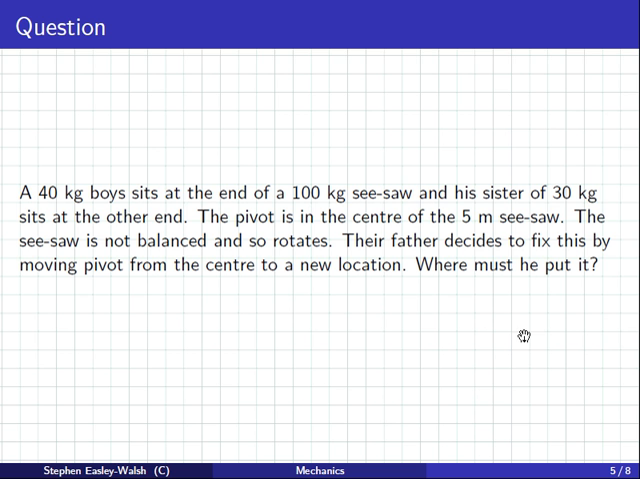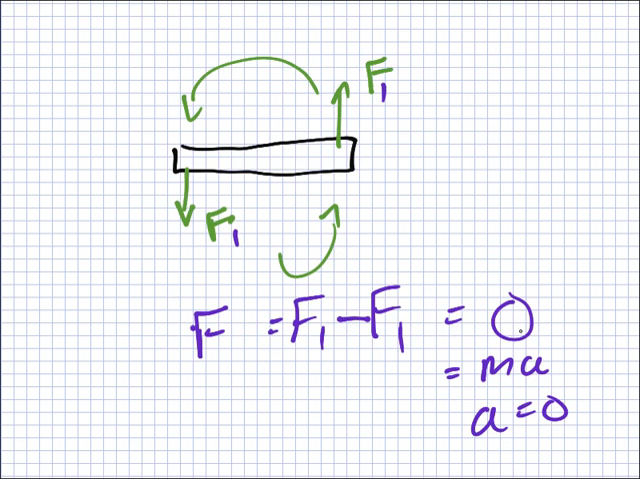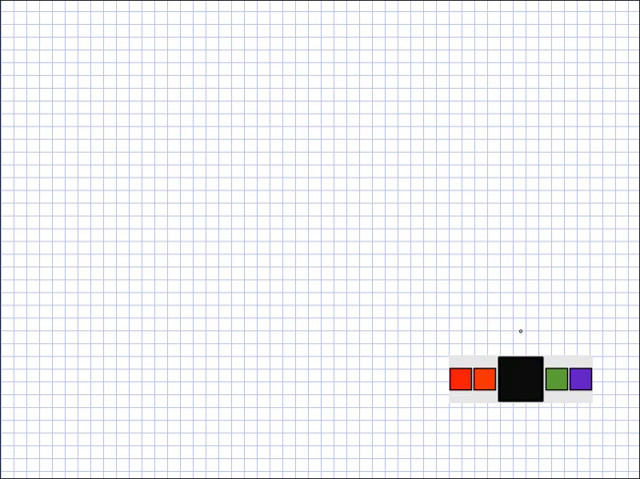Let's have a look at a simple example. A 40-kilogram boy sits at the end of a 100-kilogram seesaw, and his sister of 30 kilograms sits at the other end. The pivot is in the center of the 5-meter seesaw. The seesaw is not balanced, and so it rotates. So originally the picture is like this.